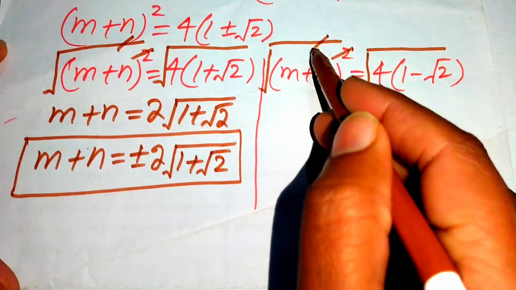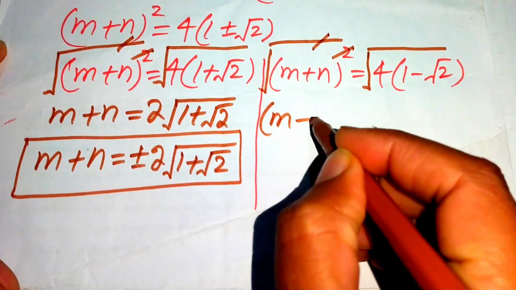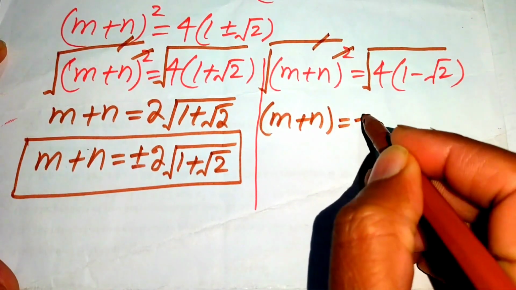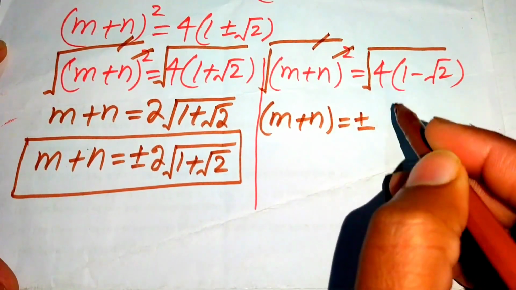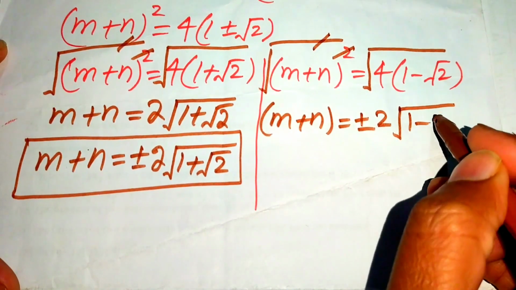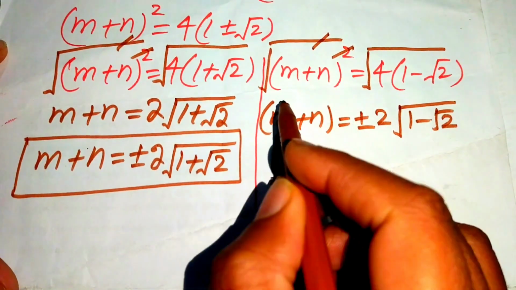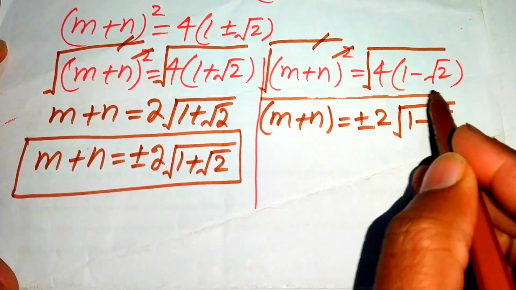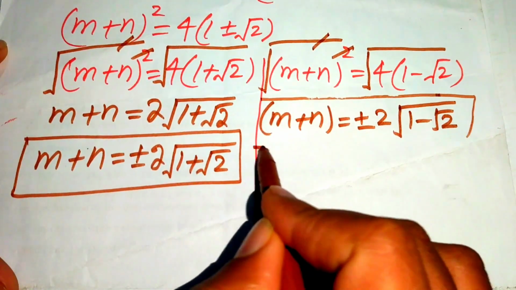Now we solve the other case, and here the square and square root cancel each other, and we get m plus n equals plus minus the square root of 4, which becomes 2, times the square root of 1 minus square root of 2. So these are the other values of m plus n.